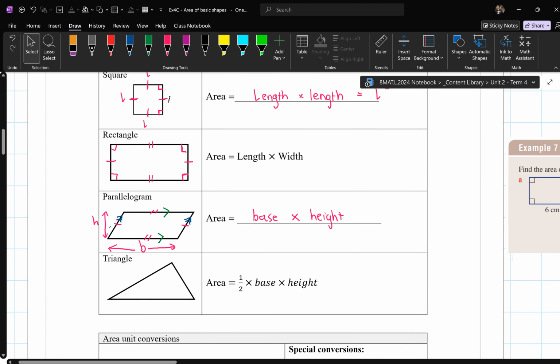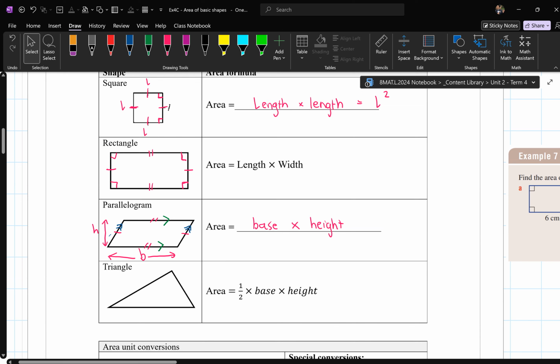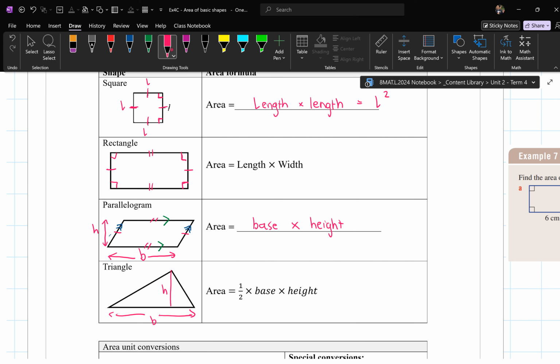And then lastly, a triangle. Well, it says half base. So the base is down here. That's your base, and your height is the vertical. It has to be vertical, it has to be perpendicular with the line. Kind of similar to the parallelogram as well. They need to be perpendicular with each other, so it cuts down. That is the height. Okay, so base times height, and then you halve it. That will give you the area of a triangle.